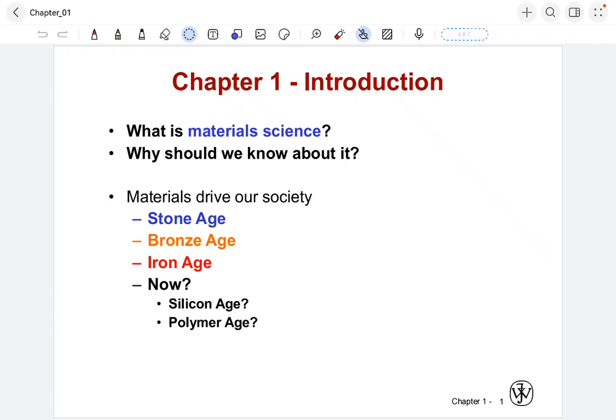So, what is material science and why should we know about it? Well, materials drive our society through the Stone Age, Bronze Age, Iron Age, and now the Silicon Age, Polymer Age, and others.